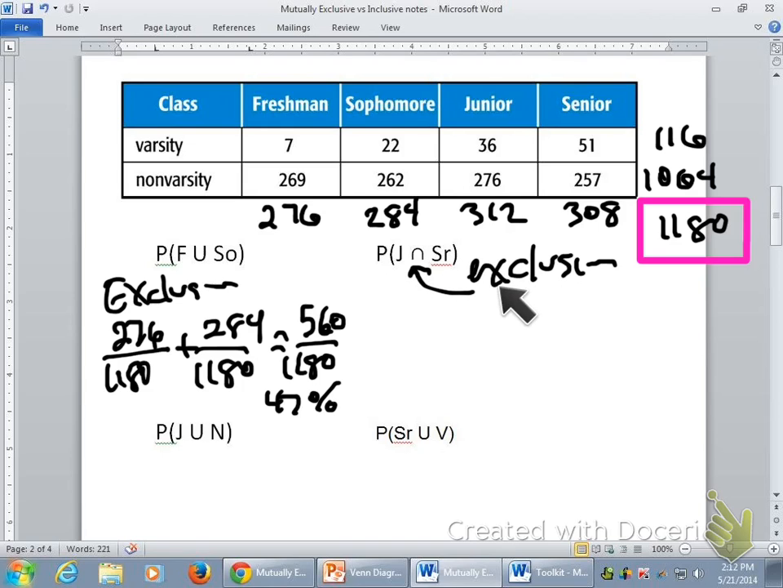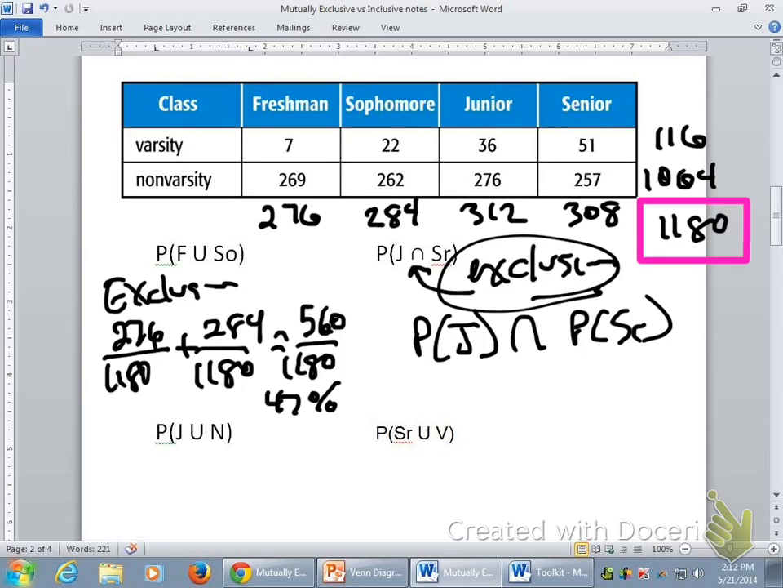If you have two events that are mutually exclusive, the probability of a junior and the probability of a senior will equal 0. It can't happen. Remember, that was the definition of exclusive, they don't have anything the same. They cannot happen at the same time. So that's an important thing to know. That would be a quick one to answer, but it is important to know.